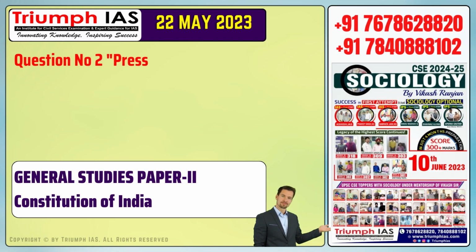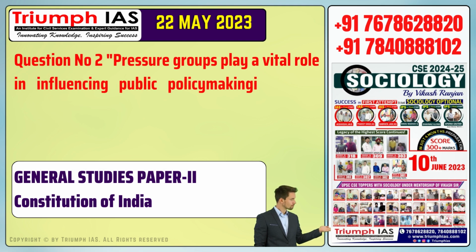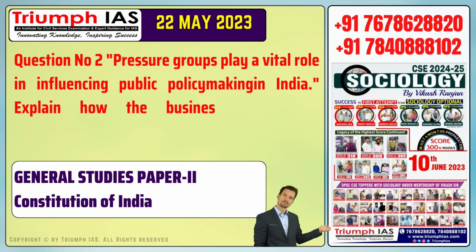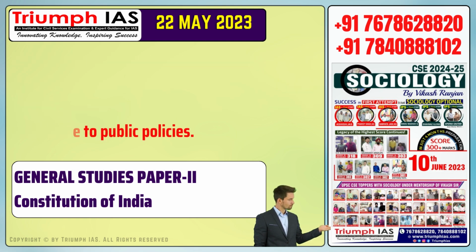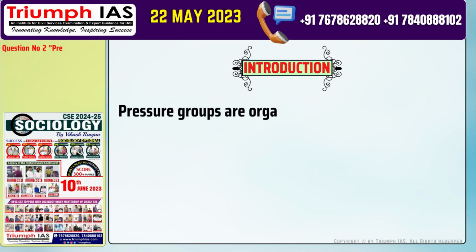Question number 2. Pressure groups play a vital role in influencing public policy making in India. Explain how the business associations contribute to public policies. Let's start with the introduction of the answer.